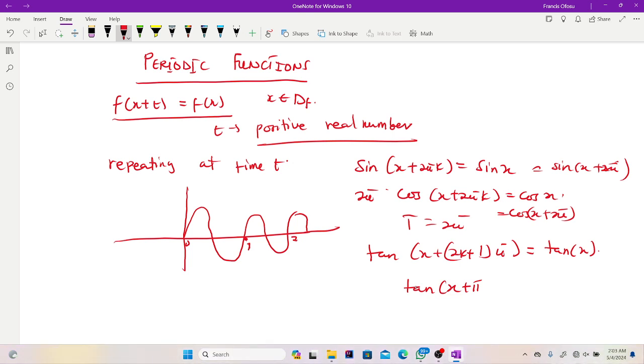So you'll be getting tan of x plus pi. This k, as I said, is just showing one cycle. Then this 2k plus 1 here is also indicating just one cycle of the tan. Therefore, the period for tan is always pi. Have that in mind. The period of tan is always pi. Then the period of sine is always 2 pi. The period of cos is always 2 pi.